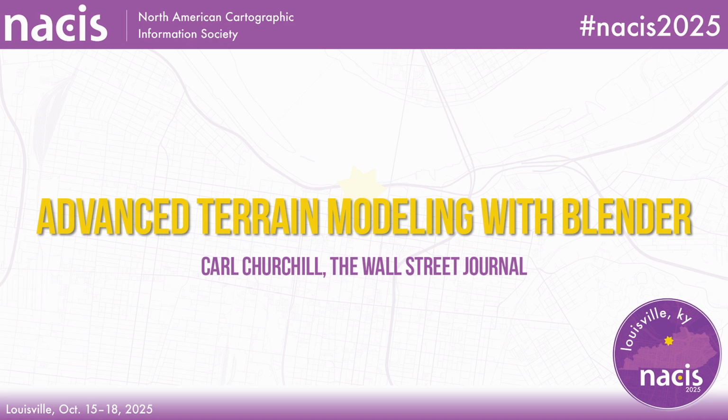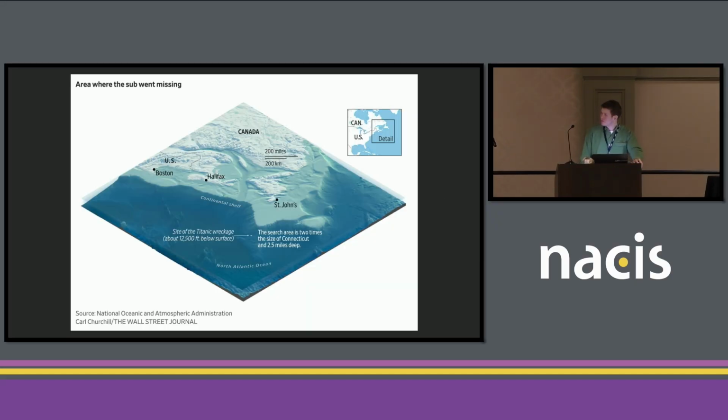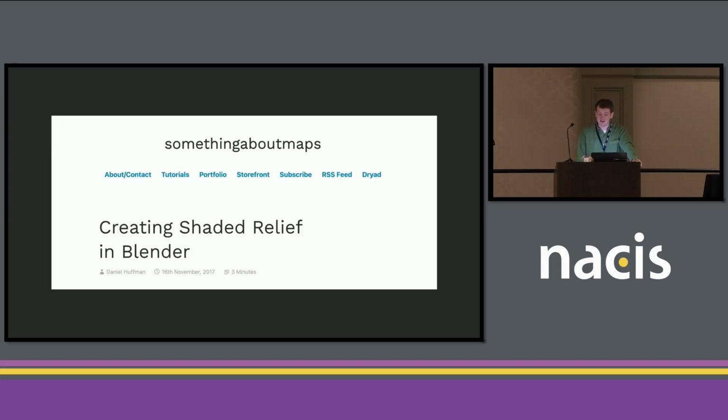I am Carl Churchill. I'm a graphics reporter with the Wall Street Journal, and I use Blender a lot. Blender is a free software that is great for making 3D maps. A lot of this can be credited to tutorials like Daniel Huffman's, it's right there, which remains an essential primer for the standard Blender mapping workflow.